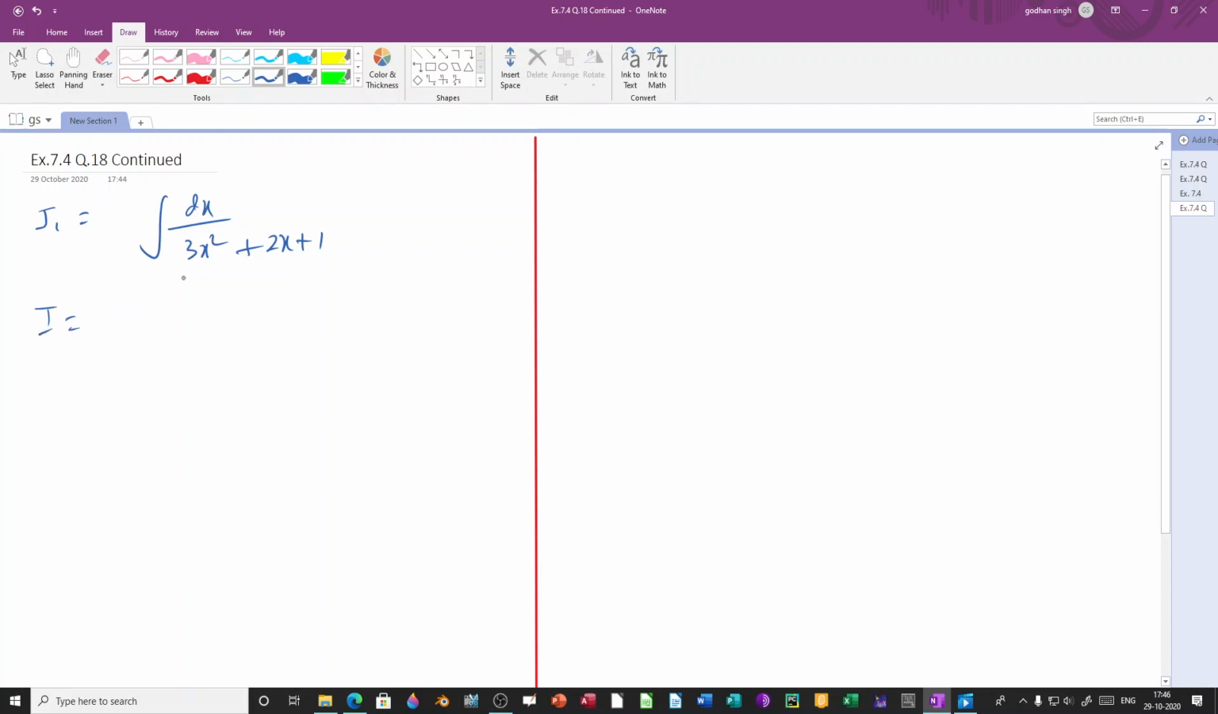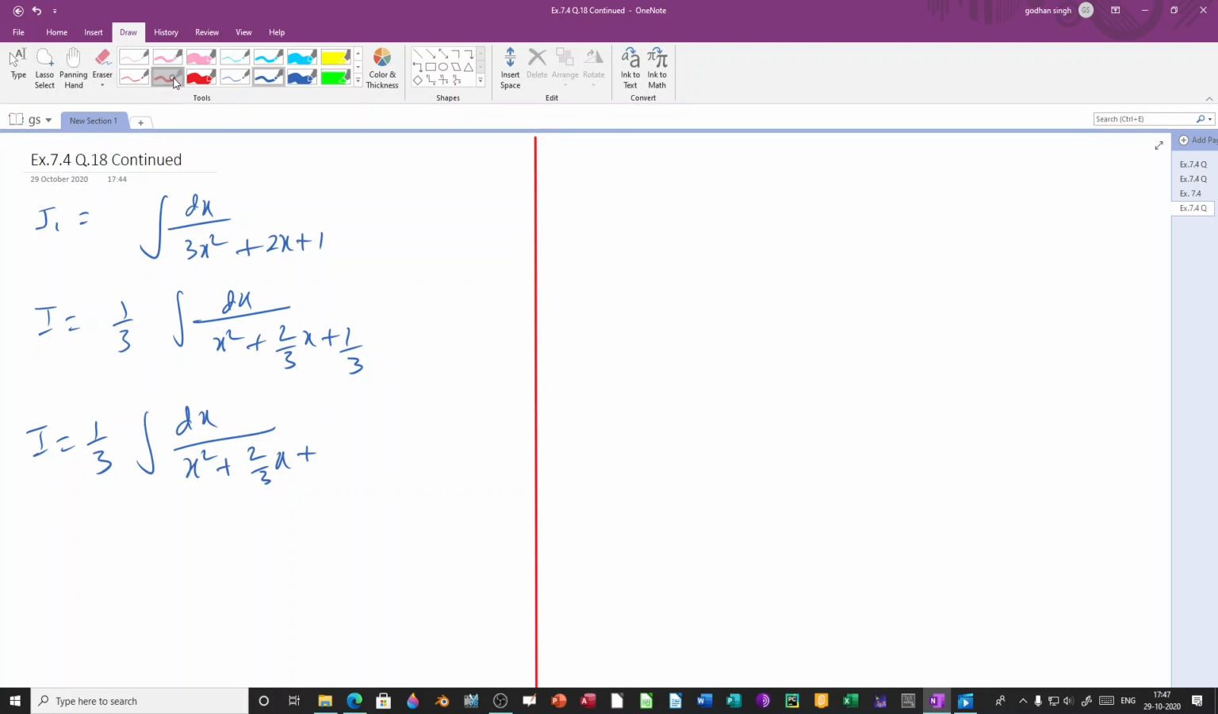So I equal to, we can take 3 out of the denominator, so we will be getting 1 by 3 dx by x square plus 2 by 3x plus 1 by 3. So I equal to 1 by 3 dx over, already we have discussed how to write quadratic polynomial as sum of perfect square. This was again in our class 10th also. So a repetition of that only. x square plus 2 by 3x as it is plus, what we have to do is we have to see the x term. So what is the x term here? That is the coefficient of x is 2 by 3. So just multiply 2 by 3 with half. So 2 by 3 into half, that will give us 1 by 3.